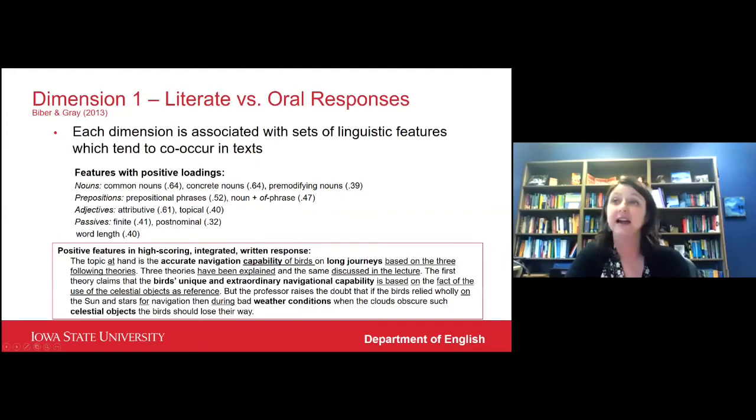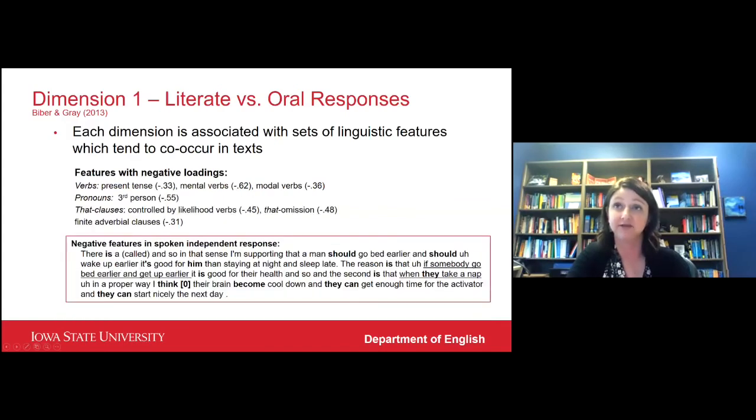Now, when we look at these positive features, these were interpreted as literate text. This is an example of a high-scoring integrated written response, and you can see a lot of these nouns, different types of nouns, prepositional phrases, attributive adjectives that we associate with written responses and with informational responses. And you can see how these features all tend to occur with a high frequency.